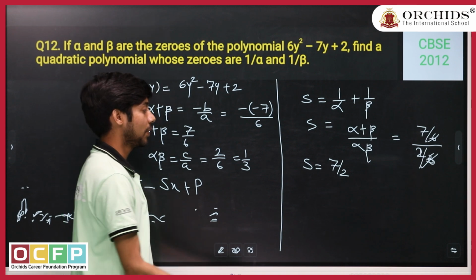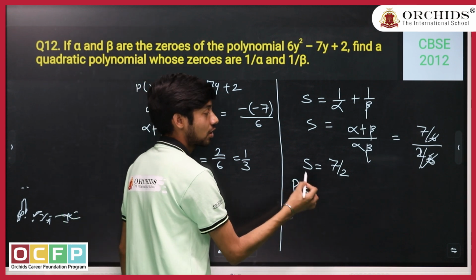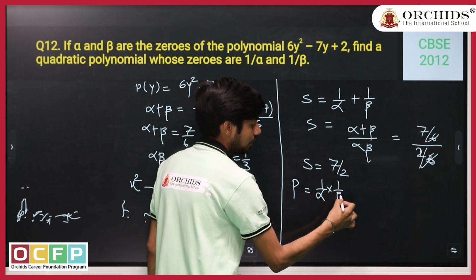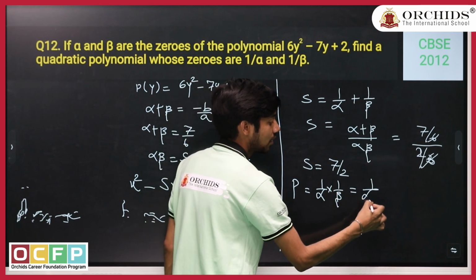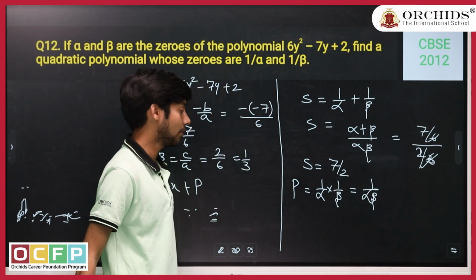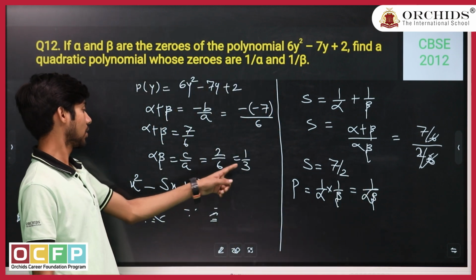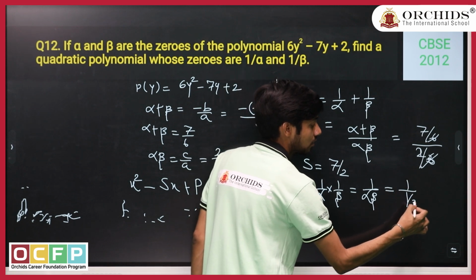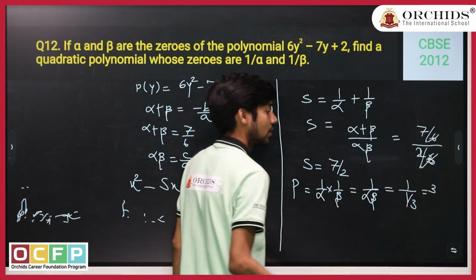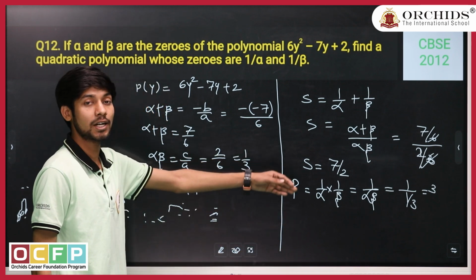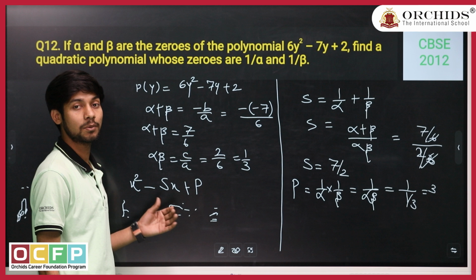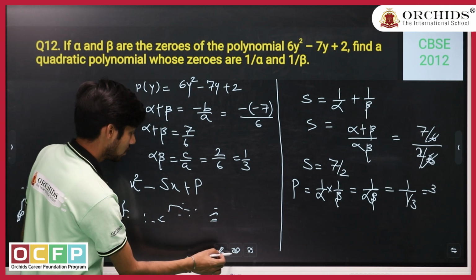So what will be the value of p? P is the product of new zeros, that is 1 by alpha into 1 by beta. We can write 1 by alpha beta, and we know the value of alpha into beta, that is equal to 1 by 3. So we can say 1 divided by 1 by 3, that is equal to 3. Now we got the value of s and we got the value of p. Put it into the standard form of the quadratic polynomial, you will get it.